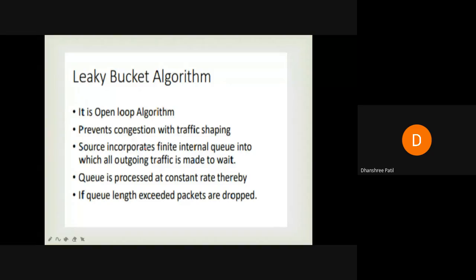It prevents the congestion with the traffic shaping. Source incorporates an infinite internal queue into which all outgoing traffic is made to wait. Means one queue is maintained in which every packet is available within that queue. That queue is processed at a constant rate thereby. Once all the packets have arrived, the packets are maintained at a constant rate. If queue length is exceeded, packets are dropped.